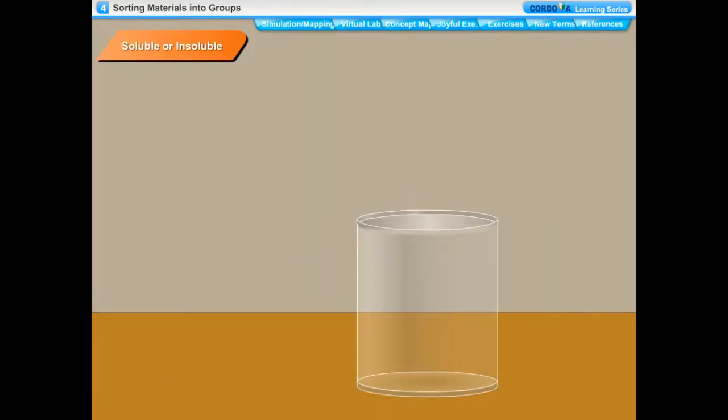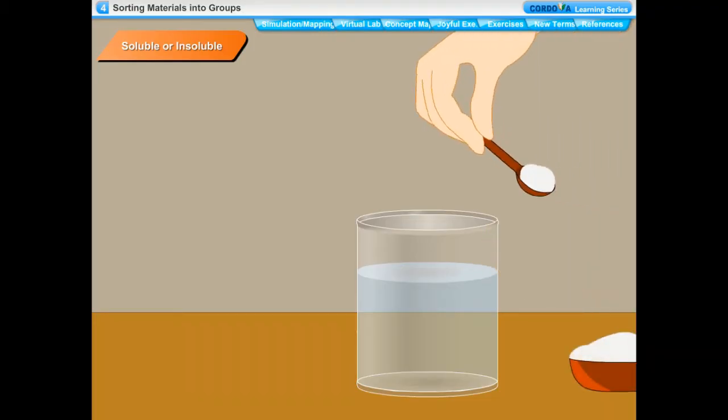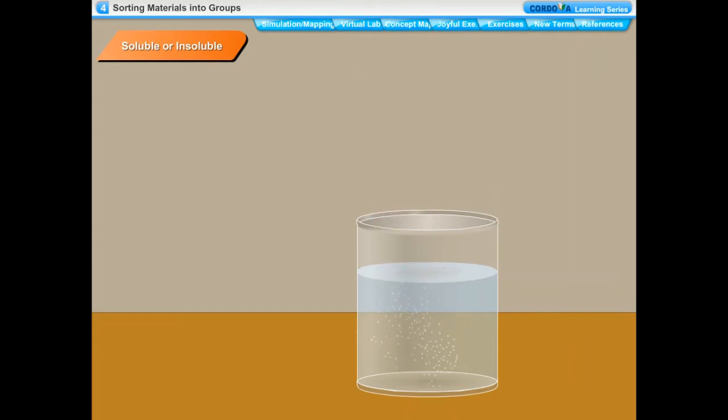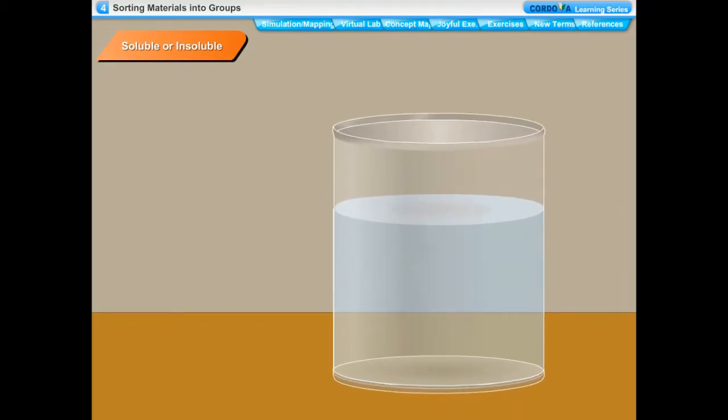Solubility. Take a glass or a beaker and fill it half with water. Add half a spoonful of sugar in it. Stir the contents with the spoon. Wait for a few minutes and observe it. You will find that the sugar has disappeared into water. This shows that sugar has dissolved in water, or that sugar is soluble in water.